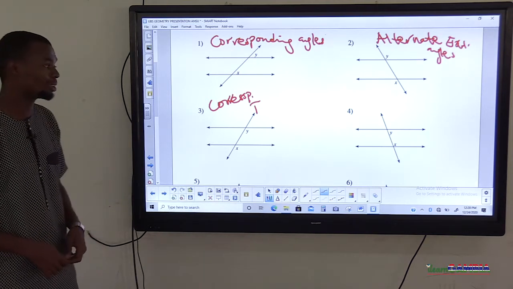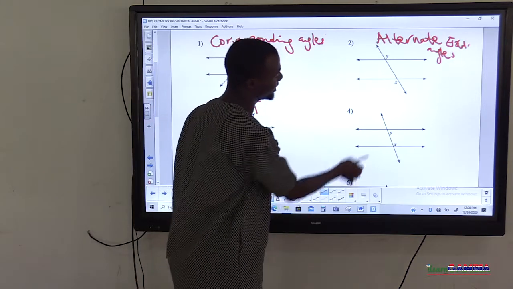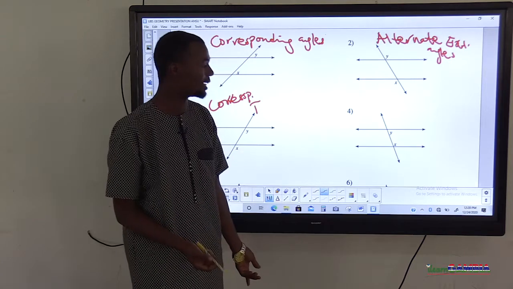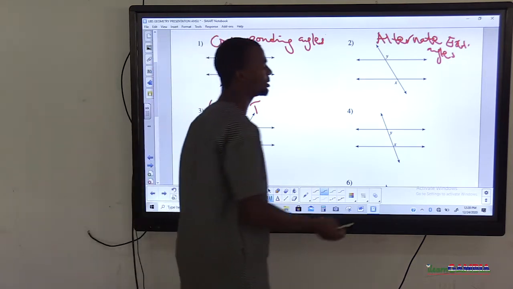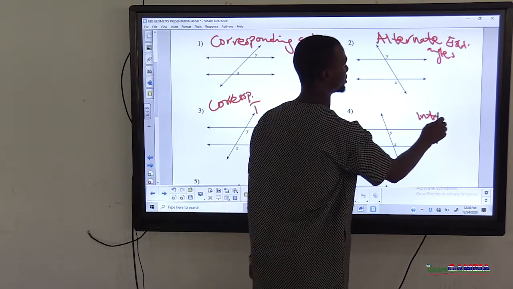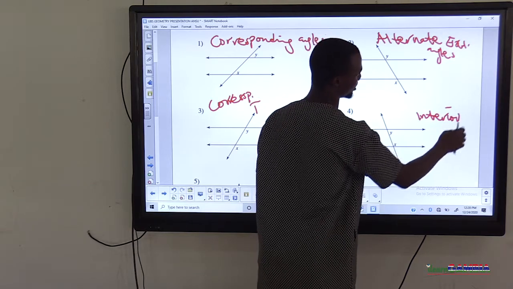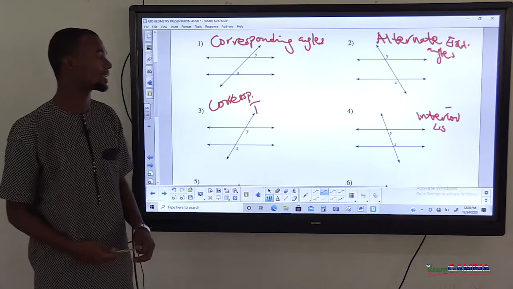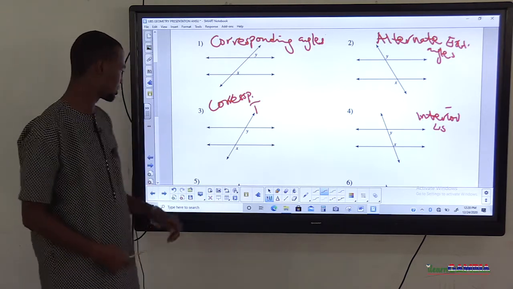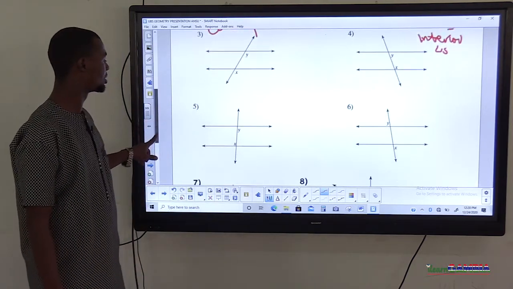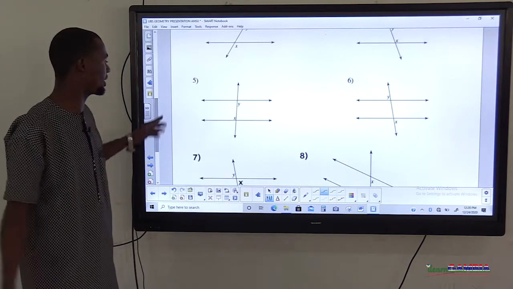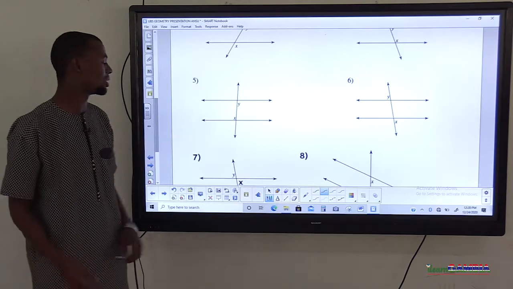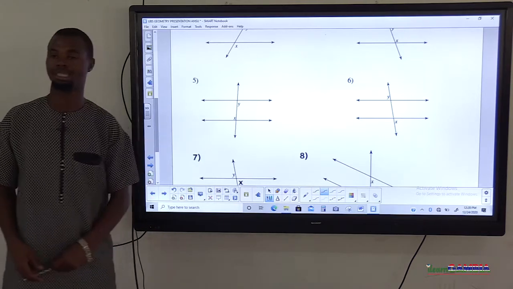We discussed that also. Angle Y and angle X, they are all interior angles. X is inside and Y is inside. So we call them interior angles. Angle Y and angle X are interior angles. Number 5, both interior angles, Y is interior and X is interior.